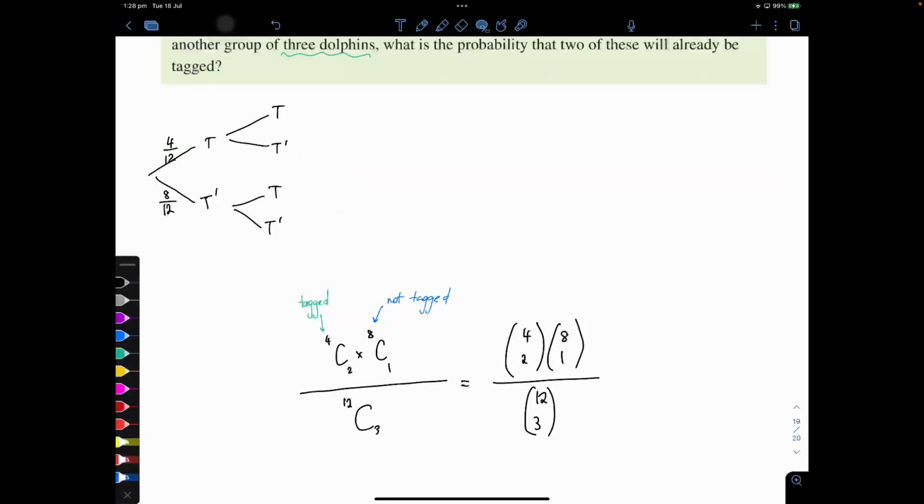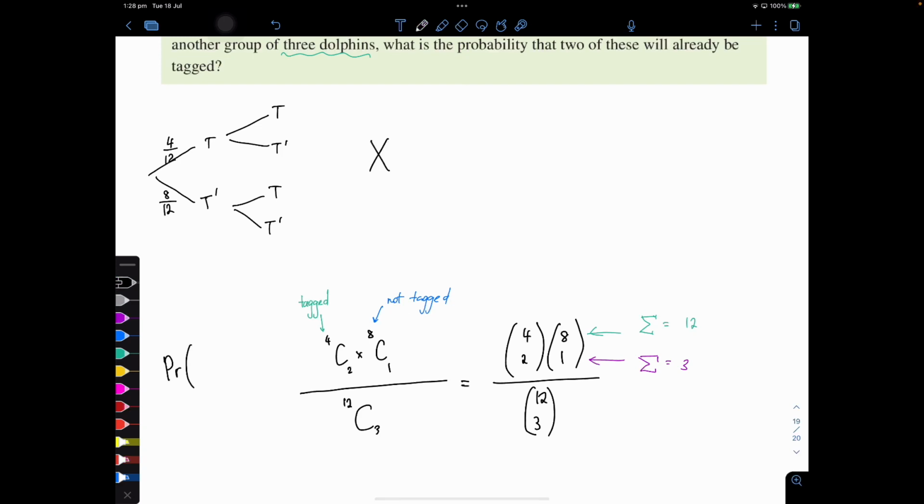Does the top part always add up to the bottom part? Yes. The top sums to 12, and the bottom one sums to 3. You can run that calculation, and that's the probability.